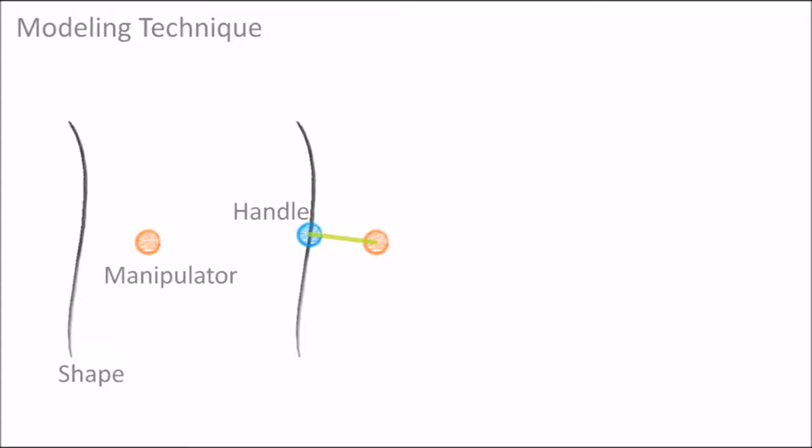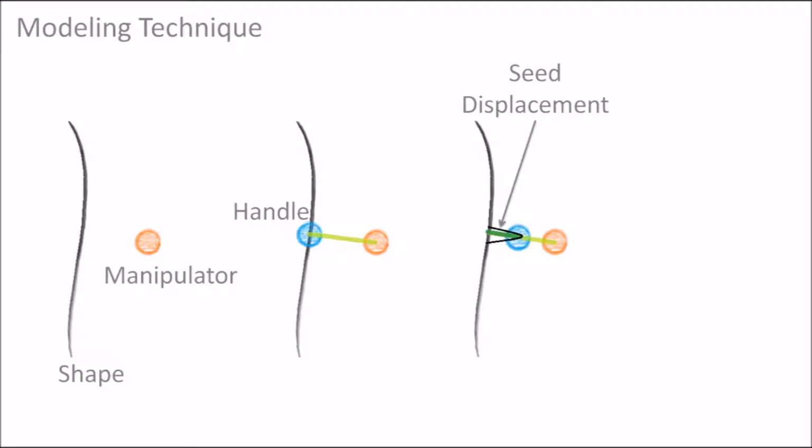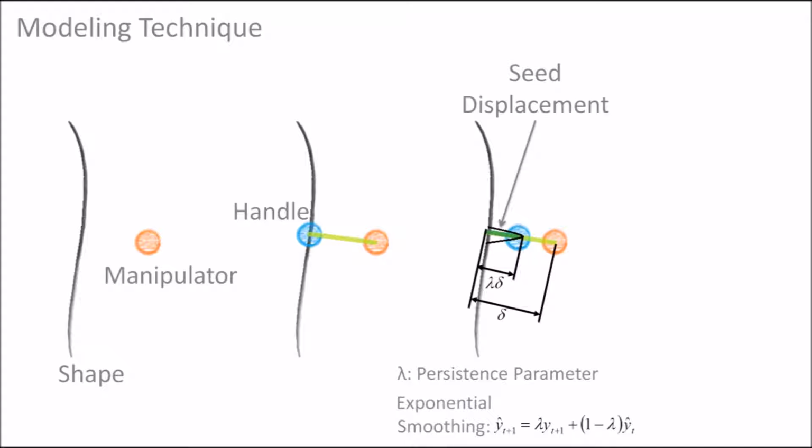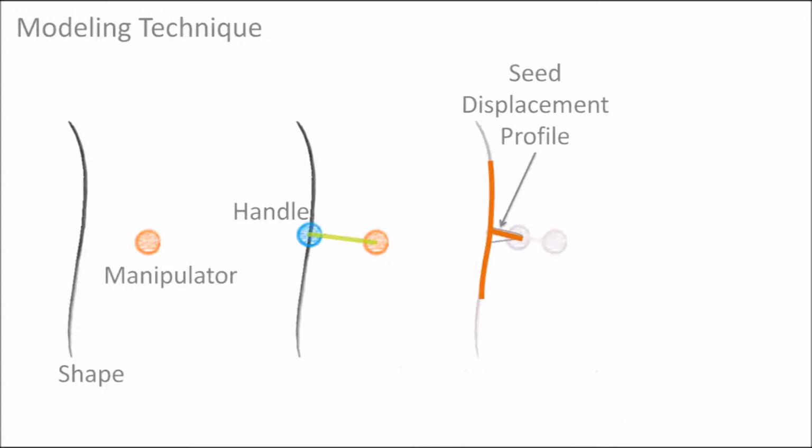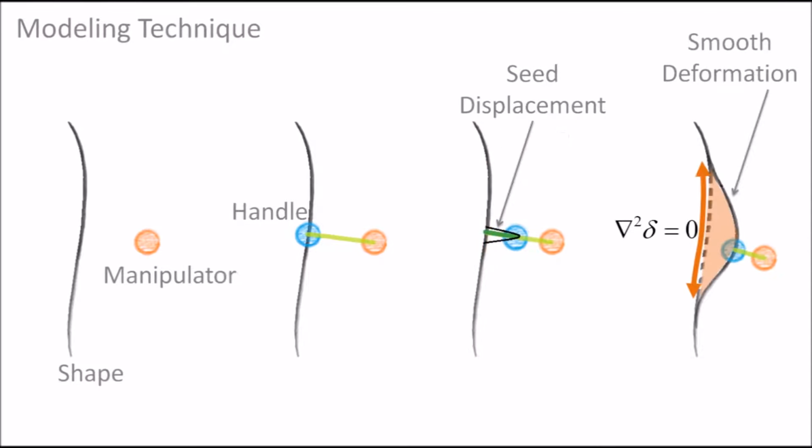We first compute the handle, which is the point on this shape closest to the manipulator. We displace the handle towards the manipulator by a fraction of the distance between them. We call this fraction the persistence parameter. Using this displacement, we can initialize a C displacement profile in a specified neighborhood of the handle. We compute a smooth deformation of the shape by selective application of the Laplace operator on the C displacement profile.